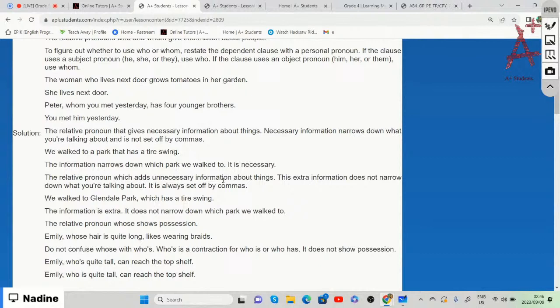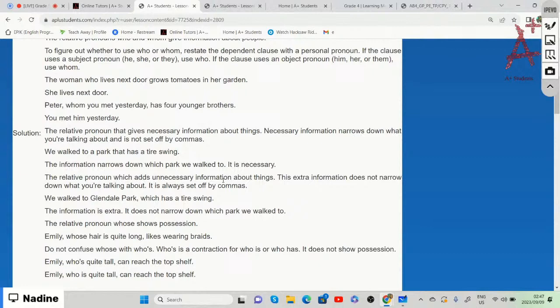All right, so that is who, whom, that, and which that we have identified so far. Now the last one: whose. The relative pronoun whose shows possession, who something belongs to, like Emily's hair. So: Emily, whose hair is quite long, likes to wear braids.